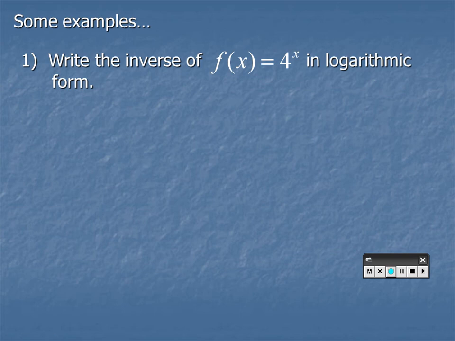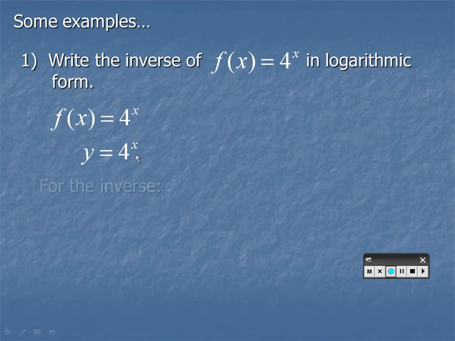Some examples are needed to start to clarify this. Write the inverse of f at x equals 4 to the x in logarithmic form. Those of you who remember the steps from last year of making an inverse: instead of f at x, you write y. So it's y equals 4 to the x. That's a standard move. Then exchange the roles of x and y. So now you have x equals 4 to the y, and that's in exponential form. If it said leave it in exponential form, that would be done right there, x equals 4 to the y. But it doesn't ask that. It asks for it in logarithmic form.